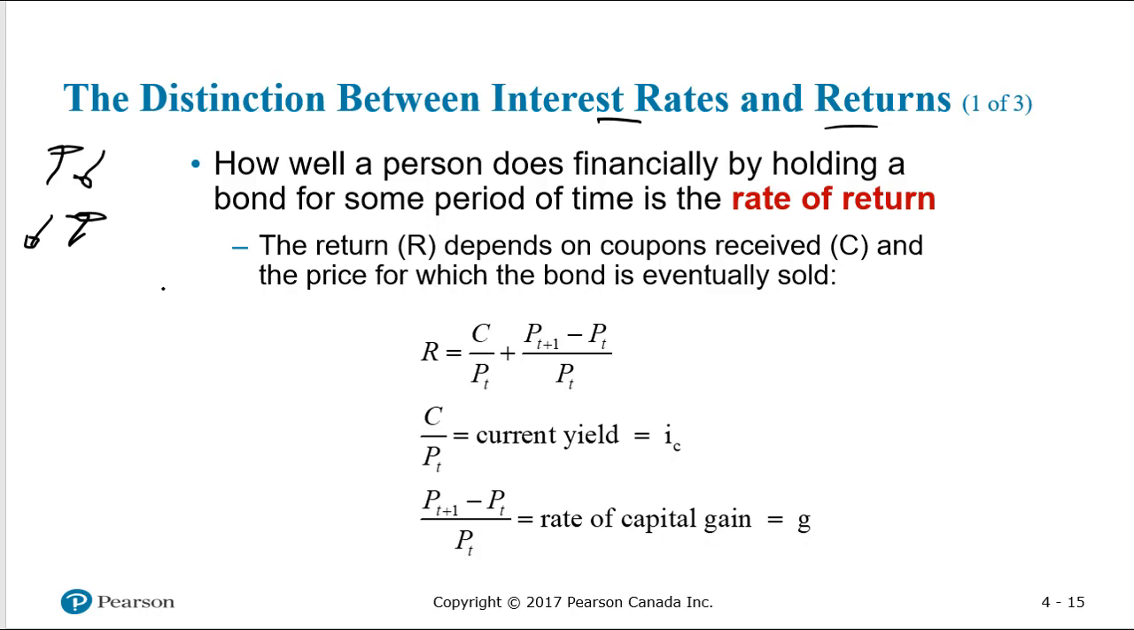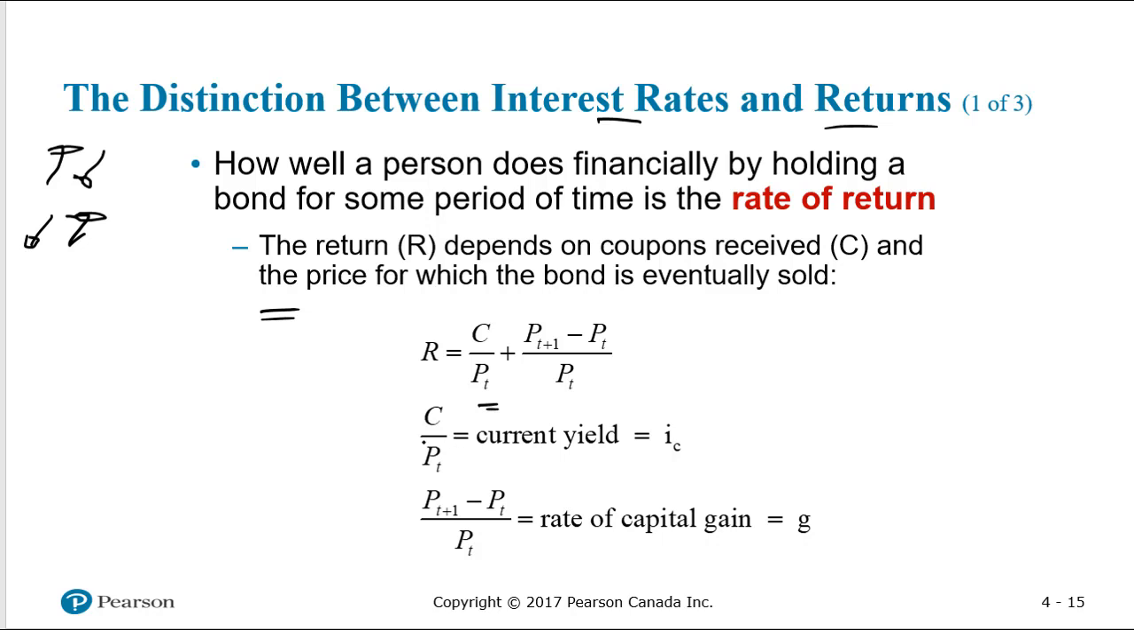Now, if you hold it to maturity, you're going to get your face value back. But if you sell it before maturity and the price has changed, then you're going to have a rate of return. Okay? And so that is how well a person does financially by holding a bond for some period of time and selling it before the maturity date. Okay? So we can see here the return depends on the coupons received and the price for which the bond is eventually sold. So the return equals the current yield.